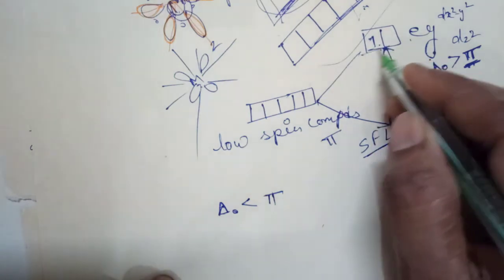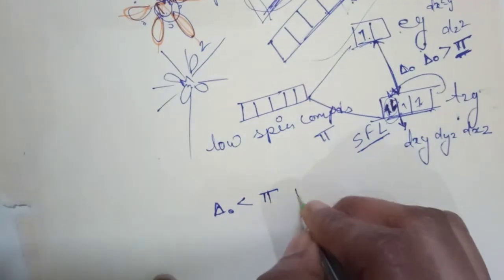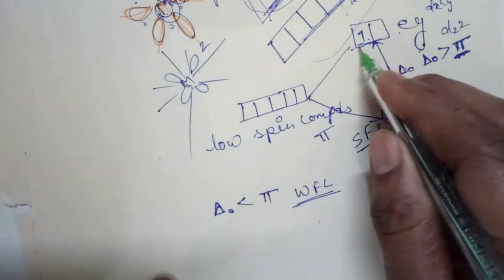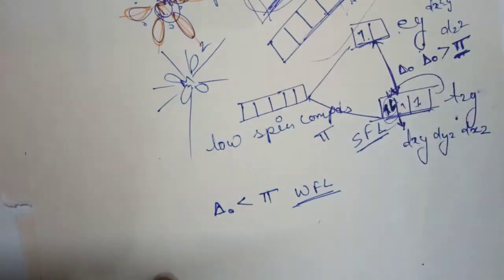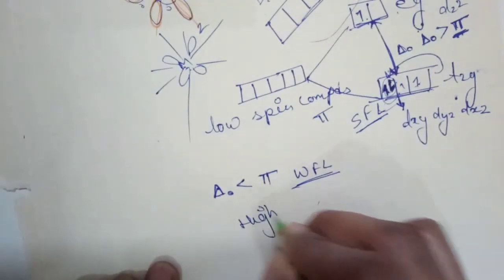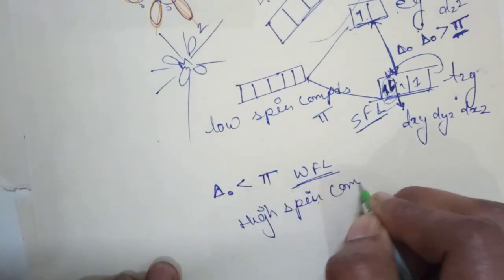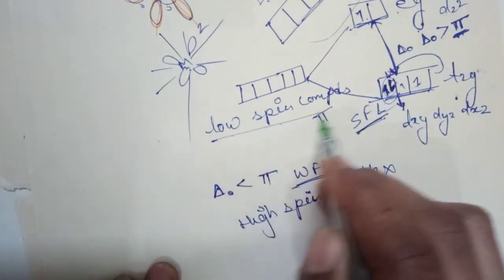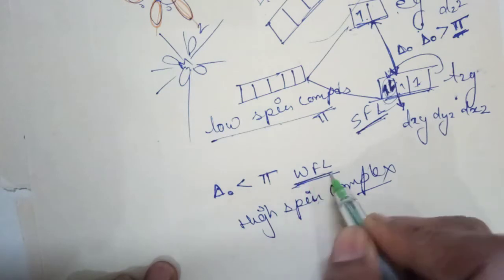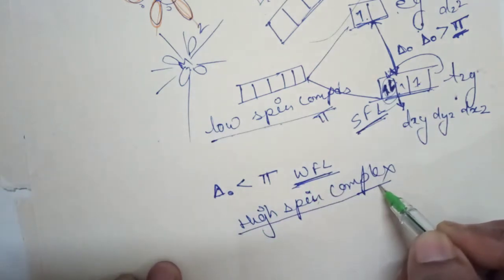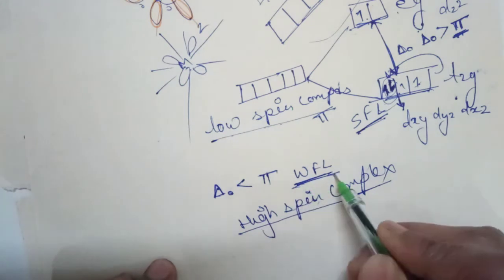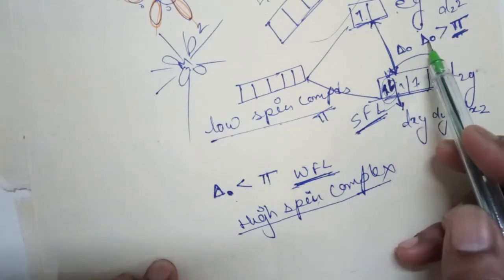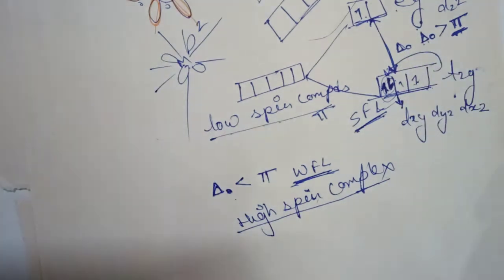Electrons will be filled in the higher energy Eg orbitals when weak field ligands take part, which means the compound will be known as a high spin complex. Clear? In strong field ligands, low spin complexes are obtained, while in weak field ligands, high spin complexes are obtained. Why? Because in weak field ligands, delta O is very much less, while in strong field ligands, delta O is very high, a large energy splitting. Okay, clear?